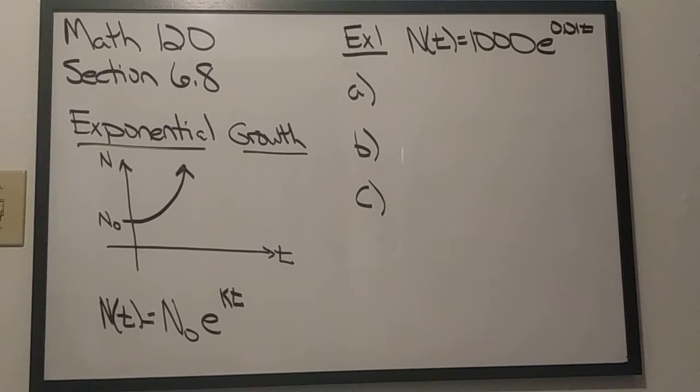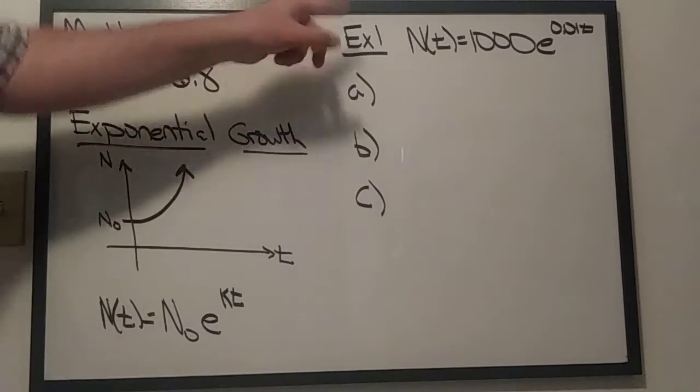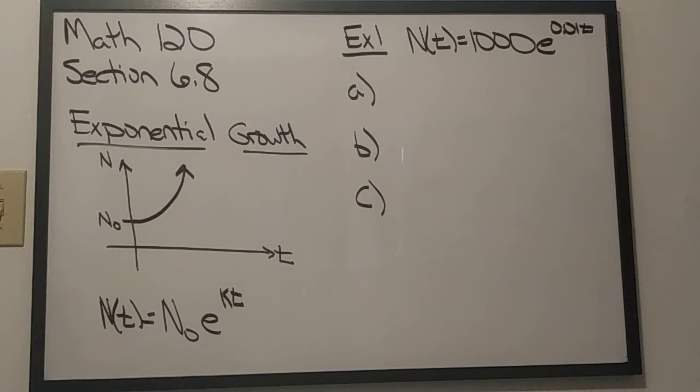So now that we have an idea of what exponential growth is about, let's go ahead and check out a couple of examples using those ideas. In example 1, they're giving us a function, n of t is equal to 1000 e to the 0.01 t. And what they're asking us to do is to just tear apart that function and think about it in terms of all the words that are happening in this world of exponential growth.